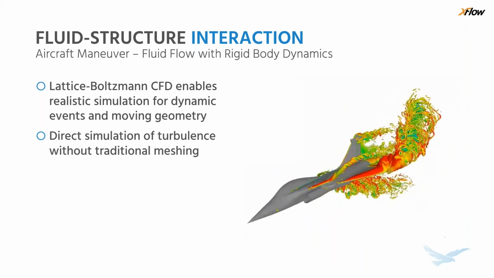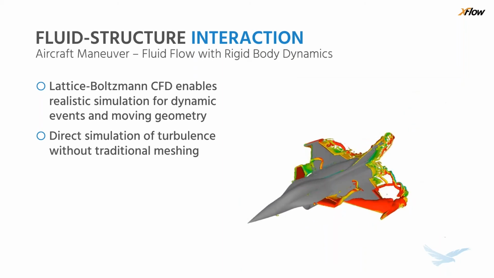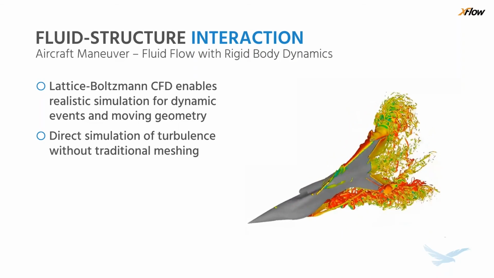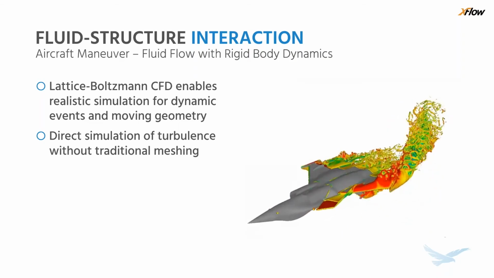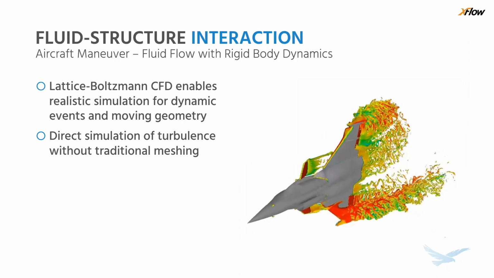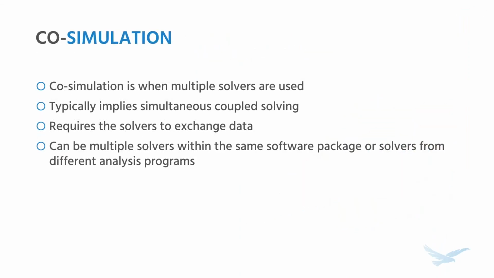So sometimes the fluid's more important, sometimes the structure is more important. What if they're both really, really important and you want to be able to model them both super accurately? That's when things start to get pretty complicated, and we have to start to think about co-simulation. So this is a term that comes up in a number of different ways.